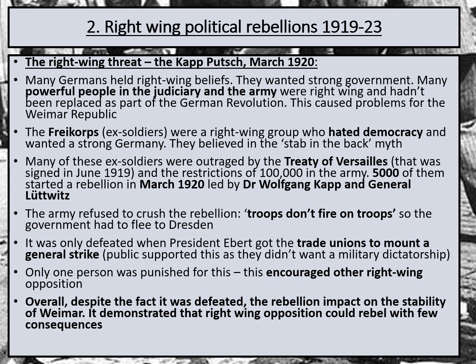It demonstrated that right-wing opposition could rebel. This group of 5,000 people took to the streets, armed, rebels, trying to completely take over the government. Only the general strike stopped them because everything ground to a halt. There was no post, there was no telegraph, no anything that could allow things to keep going. Yeah, it was defeated, but there wasn't any consequences really. So they actually got away with rebelling against the government.